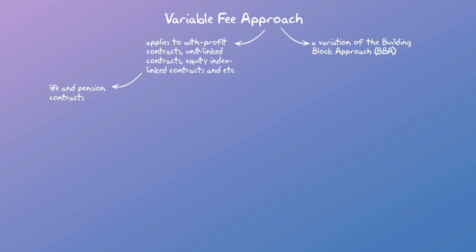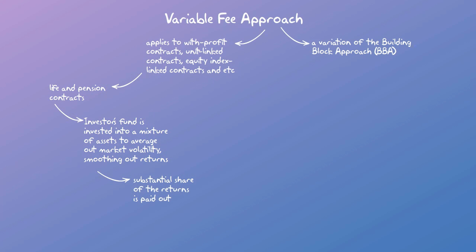The variable fee approach is a variation of the building block approach. It applies to with-profit contracts, unit-linked contracts, equity index-linked contracts, and so on. These contracts are life and pension contracts. Investors' funds are invested into a mixture of assets to average out the volatility in the market, providing a smoothened return. A substantial share of returns from these items are paid out.